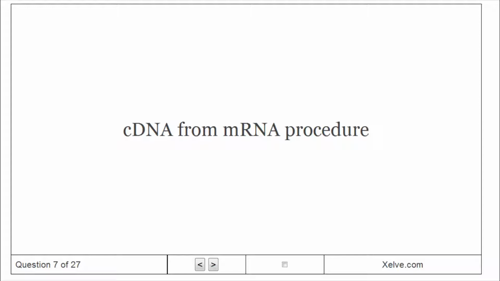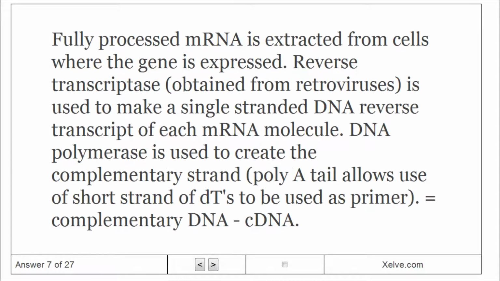cDNA from mRNA procedure. Fully processed mRNA is extracted from cells where the gene is expressed. Reverse transcriptase, obtained from retroviruses, is used to make a single-stranded DNA reverse transcript of each mRNA molecule. DNA polymerase is used to create the complementary strand. A poly-A tail allows use of a short strand of dTs as primer, equals complementary DNA, cDNA.